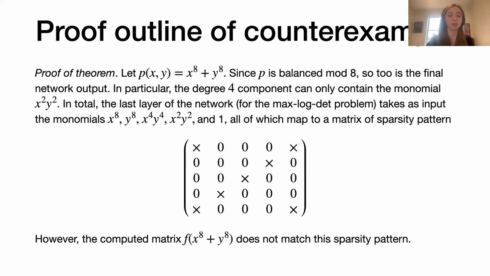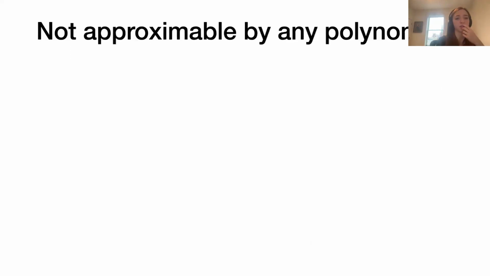And the very high level thing here is that the sparsity of anything that the network can possibly output does not match the sparsity of the computed correct answer when we actually compute, using a convex solver to very high precision, what the sparsity pattern is supposed to be. And so this is a very, very high level idea, but the important thing is the result, which is that the maximum log determinant function of this particular input polynomial cannot be represented by our network architecture.